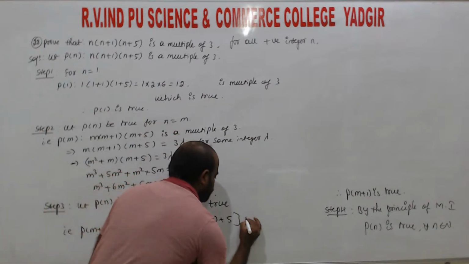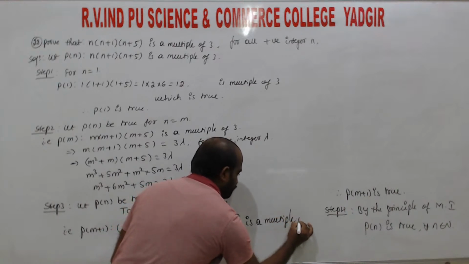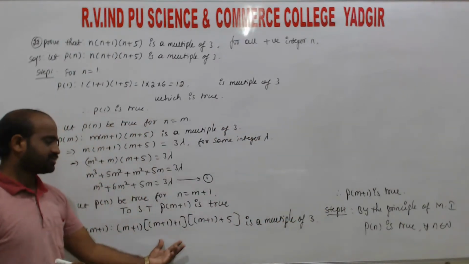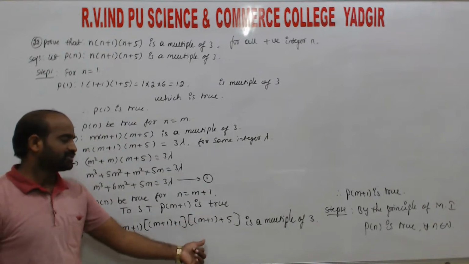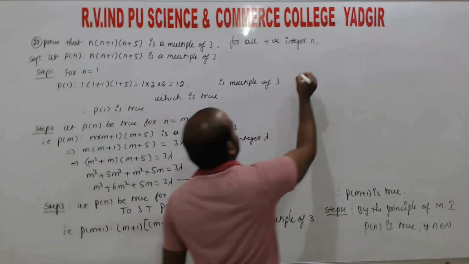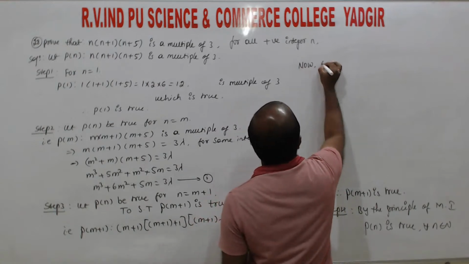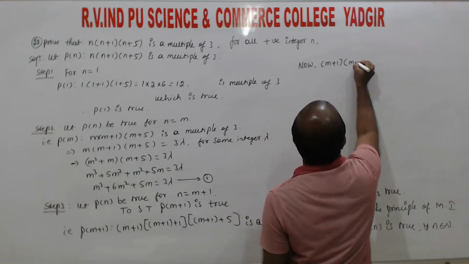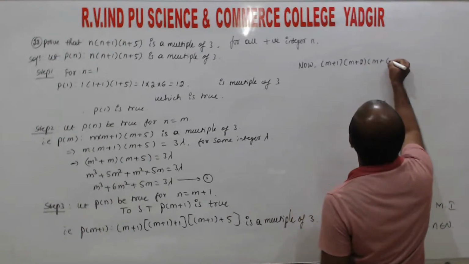Is a multiple of 3. Prove this statement. Now m plus 1 into m plus 2 into m plus 6 is a multiple of 3. Prove this. Now we have to take the LHS: m plus 1 into m plus 1 plus 1, into m plus 1 plus 5, which is m plus 6.